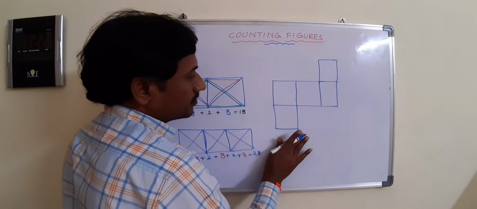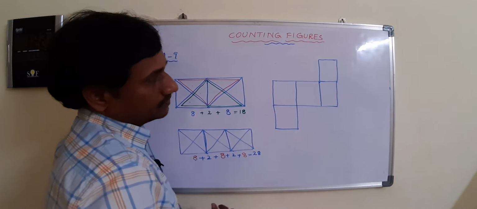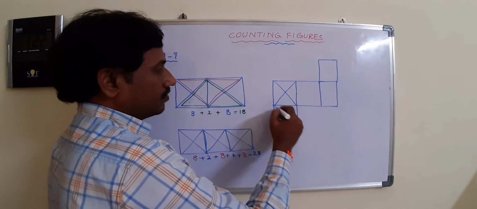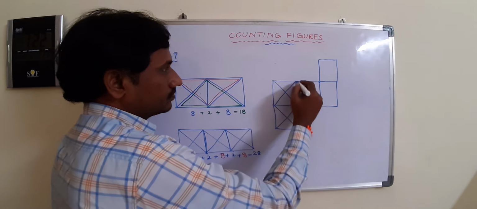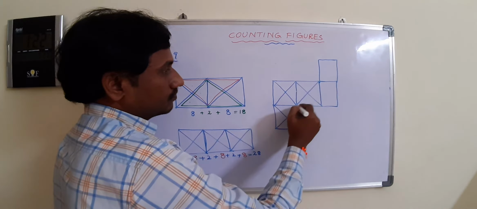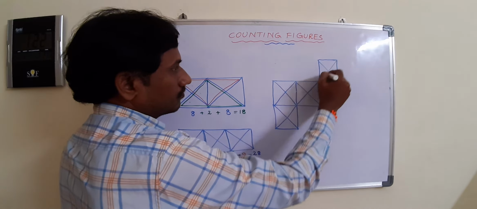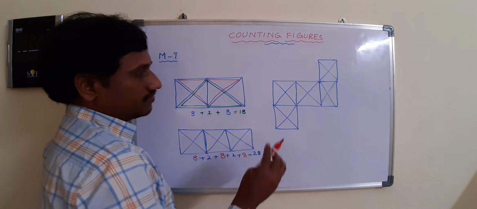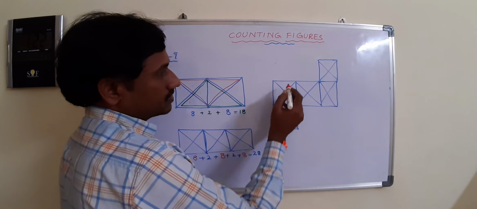In exam papers you will get exact shape sums. See here, in this question also we have to find the total number of triangles. How to start counting? First go for the individual square.